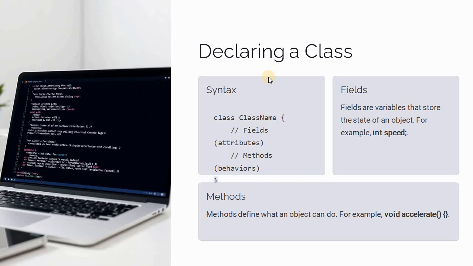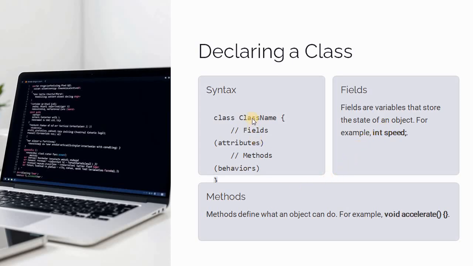So here is the simple syntax of how we can create a class in Java. It must start with the class keyword and the name of the class, and it's supposed to hold fields and methods. What exactly are fields? Fields are like properties. Fields are the variables that store the state of an object. Here, for example, it's speed. Whatever the speed of the car is, it's supposed to go inside the int speed.